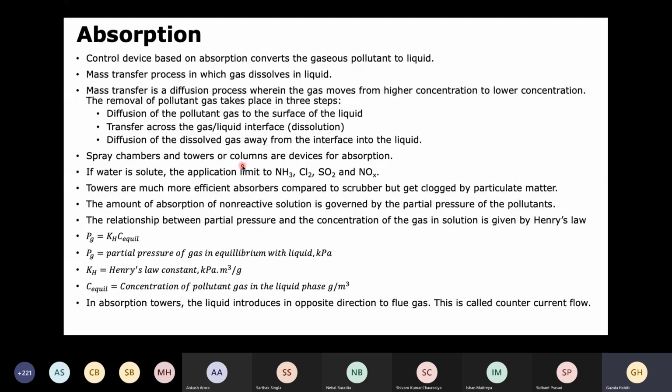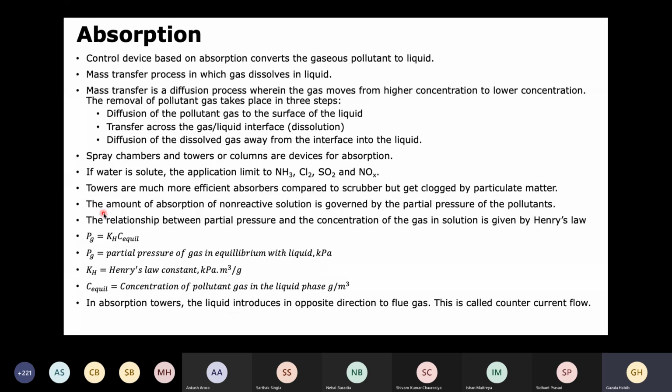Spray chambers and towers or columns are devices for absorption. Spray chamber means you can spray some kind of liquid, water or other liquid, to start the chemical reaction between the pollutant and the liquid. If water is the solute, the application is limited to ammonia, Cl2, SO2, and NOx. Towers are much more efficient absorbers compared to the scrubber, but get clogged by particulate matter. So there are towers, we will see how these towers are.